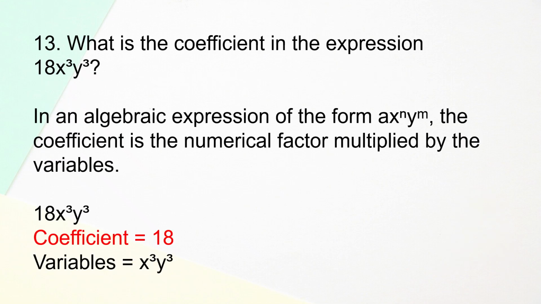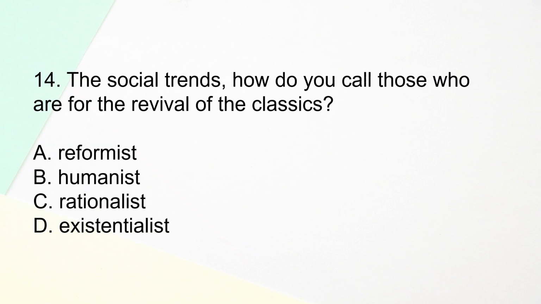Okay, so you can screenshot this one and study about this. All right. So next, let's proceed to the next number. Number 14. The social trends. How do you call those who are for the revival of the classics? Okay, in social trends. Letter A, reformist. Letter B, humanist. Letter C, rationalist. Or letter D, existentialist.